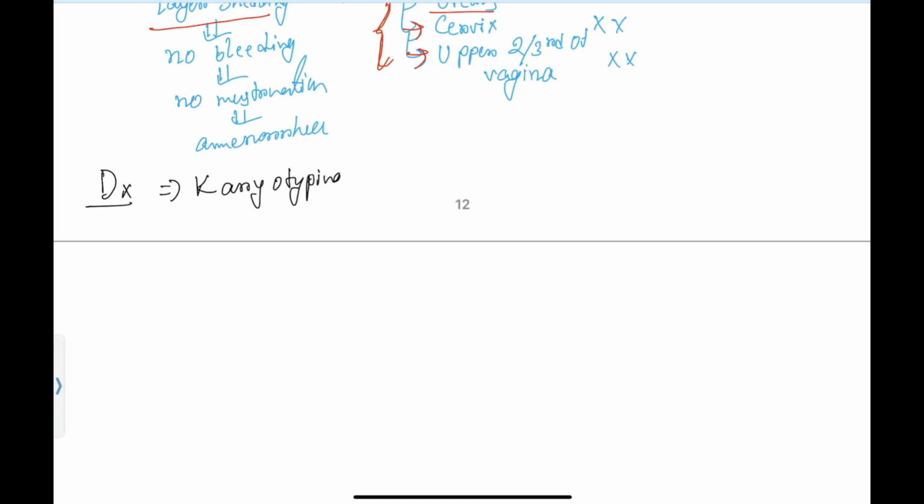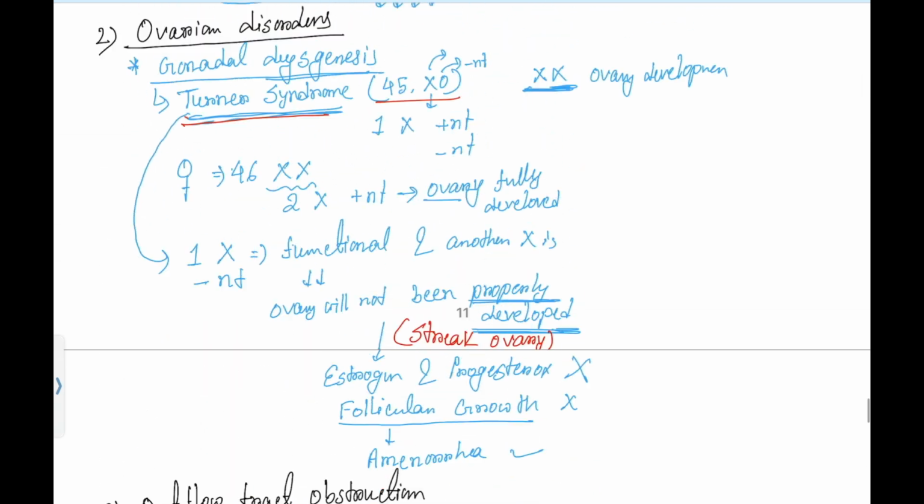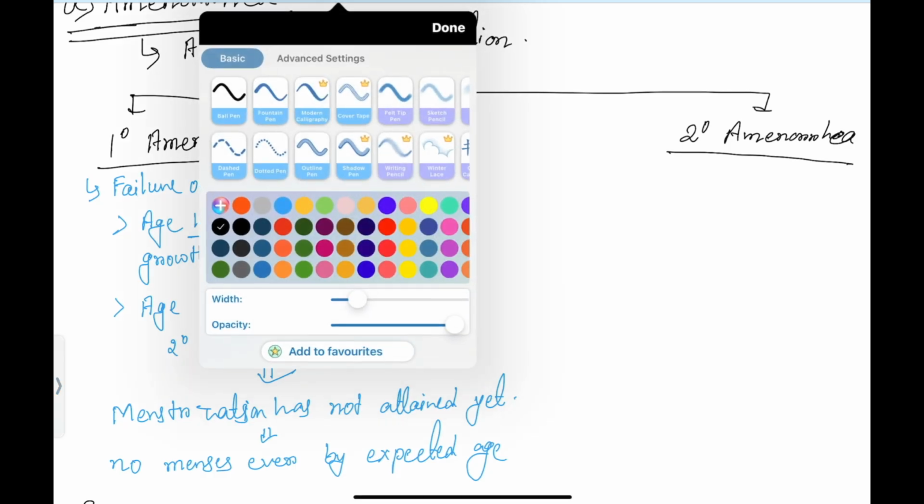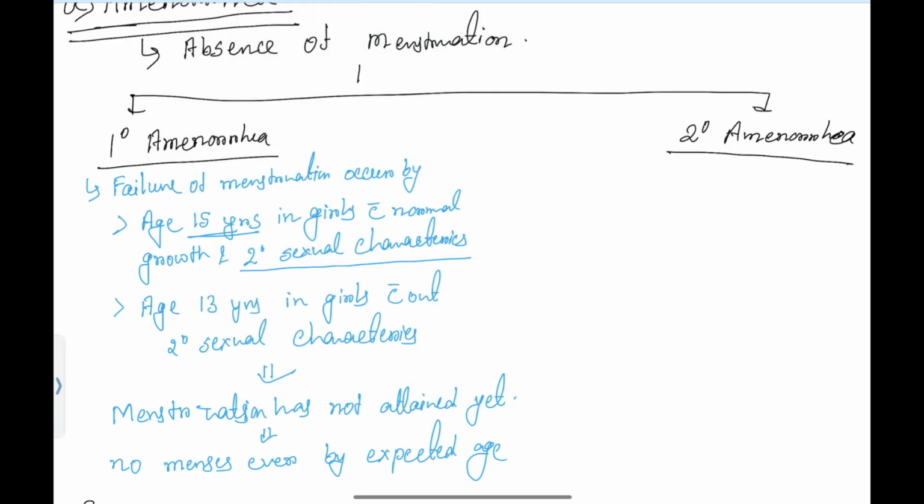Then you will identify whether it is a case of primary amenorrhea or secondary amenorrhea. Okay, now these all are the reasons. Now coming to your secondary amenorrhea. This is the secondary amenorrhea. So what is the definition of this secondary amenorrhea?